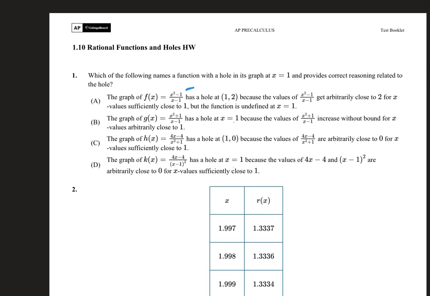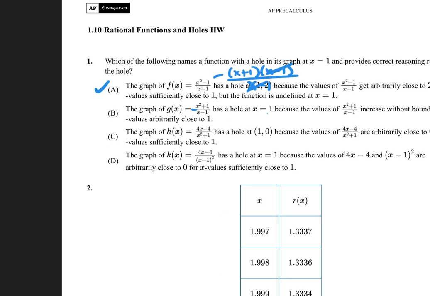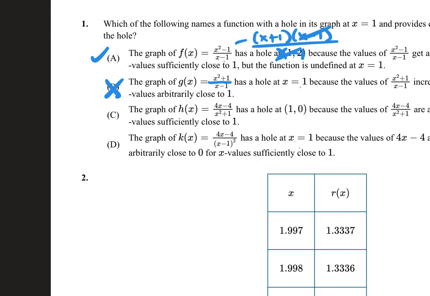So if I look at this first one, this would be x plus 1 and x minus 1 over x minus 1. And the x minus 1's cancel, so that one does have a hole. So that's one I can come back to. The second one, this is not factorable, so there's not a hole there. The third one, the bottom is not factorable. If I take out the 4 on the front, I get x minus 1, but the bottom's not factorable, so I can't cancel that one out.